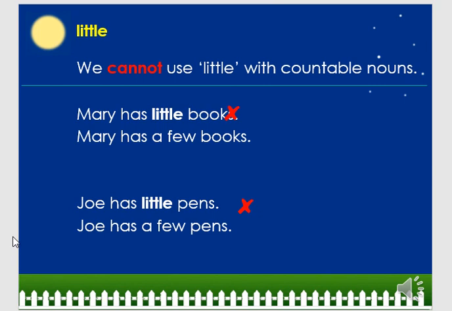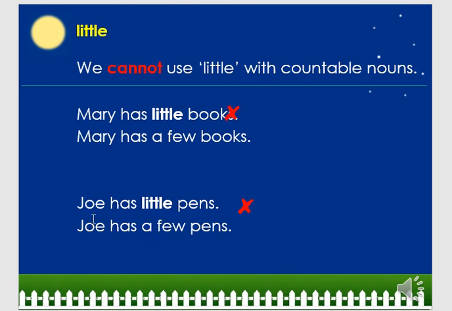So for little, we use it with uncountable nouns, and therefore we cannot use little with countable nouns. Example, Mary has little books. Now for books, books can be counted, so we do not use little with countable nouns. Instead, we say Mary has a few books. So a few is going to be the quantifier to tell us how many books there are. There are a few.